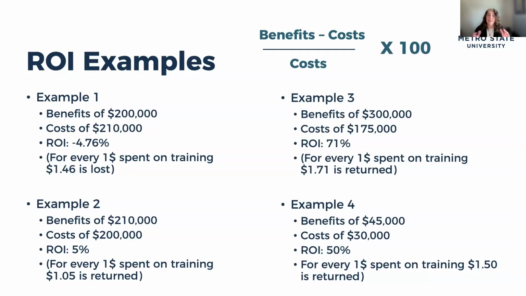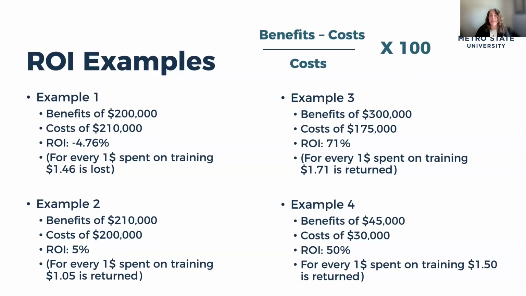So that's what I mentioned earlier. One of the things I want to emphasize today is this is about as much how do I adjust my training? How do I better target my benefits and make it more effective, not just does it make money or not? Example two, you've got a positive ROI. So every $1 you spend on training, $1.05 is returned. And then just to use some different numbers, these are the same calculation. Look at number three, which is an ROI of 71%. And that's because we're getting a $300,000 benefit out of a $175 cost.